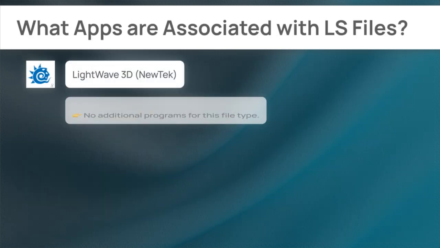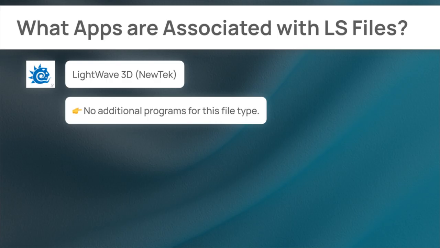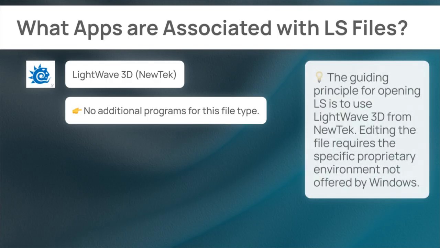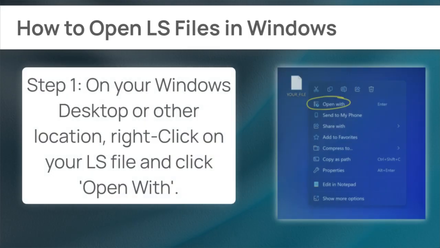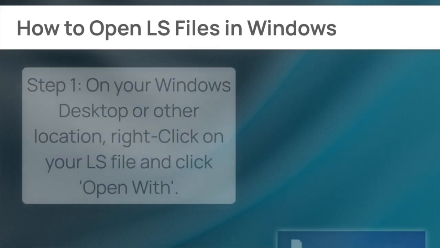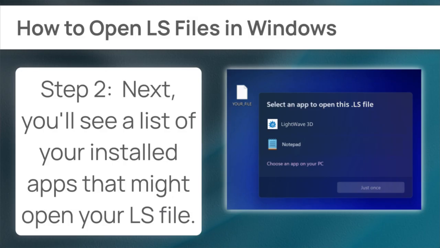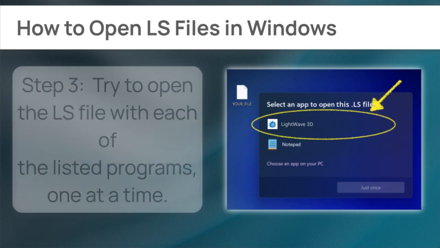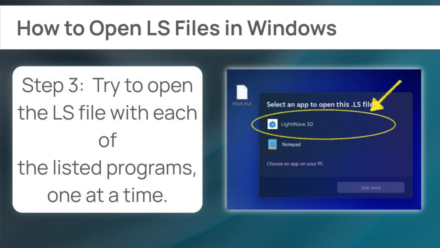LightWave 3D from NewTek offers a certified solution for the LS file type. Editing the file requires the specific proprietary environment not offered by Windows. Windows can show only the basics, so full technical review relies on proper 3D visualization apps. To unlock this specific file type, right-click your LS file and select Open With. If LightWave 3D is available, use that first. If it's missing, choose another program. We are looking for the software that recognizes the header.